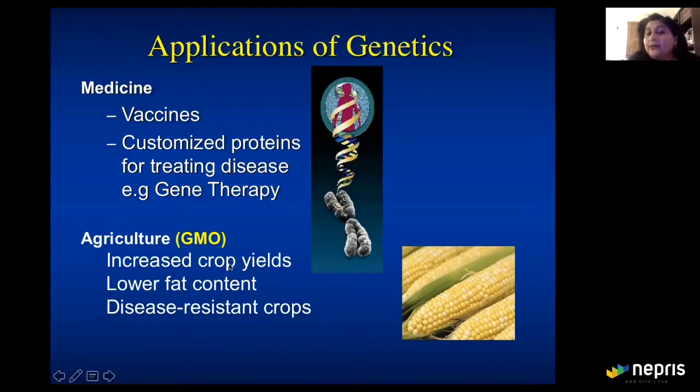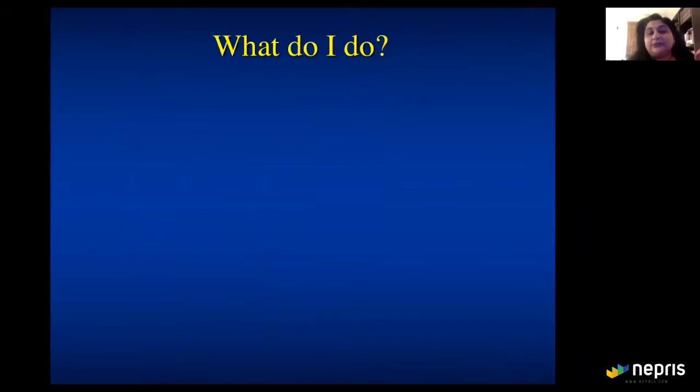So here in the US, we can genetically modify our food, rice, corn, anything, and we can produce in bulk. So in a way, we can work towards ending world hunger. We can make disease-resistant crops. What that would mean is we won't have to use pesticides. So these are some of the applications of genetics.